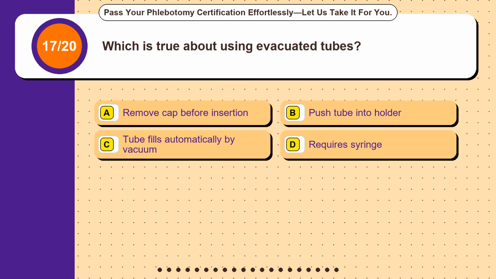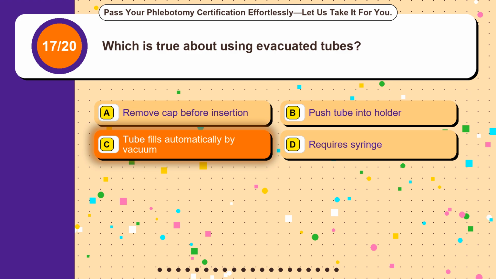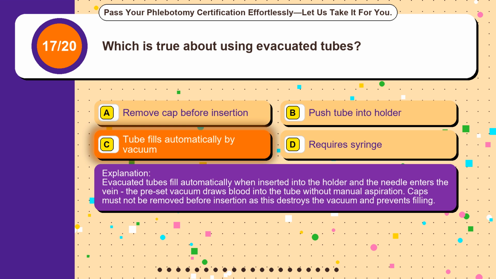Question 17. Which is true about using evacuated tubes? Option A, remove cap before insertion. Option B, push tube into holder. Option C, tube fills automatically by vacuum. Option D, requires syringe. The correct answer is option C, tube fills automatically by vacuum. Evacuated tubes fill automatically when inserted into the holder and the needle enters the vein. The preset vacuum draws blood into the tube without manual aspiration. Caps must not be removed before insertion as this destroys the vacuum and prevents filling.